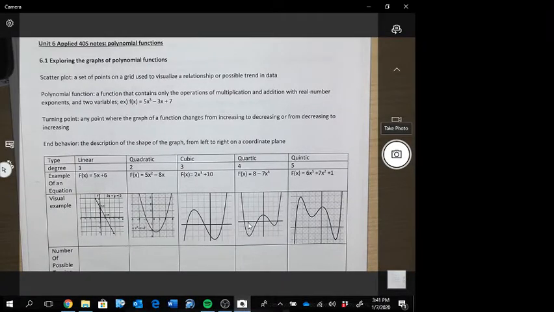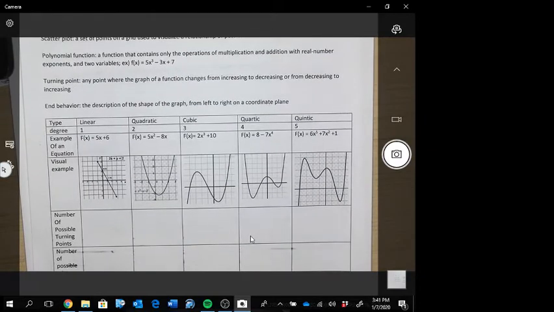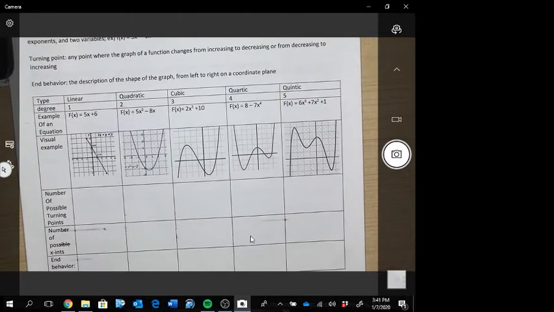A polynomial function is a function that contains only the operations of multiplication and addition with real numbered exponents and two variables. A turning point is any point where the graph of a function changes from increasing to decreasing or the other way around. And the end behavior is the description of the shape of the graph from left to right on a coordinate plane. Okay, so let's talk about some of these polynomial functions.